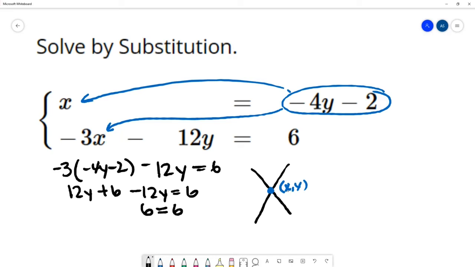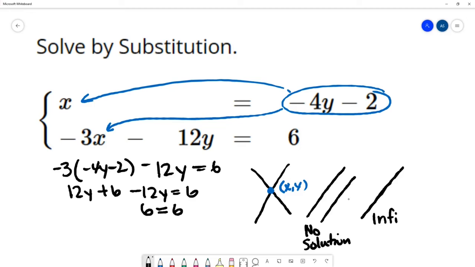And then we also can have two lines that are parallel to each other. These have no intersection point, and there'll be no solution to that system. And then we have a third situation where the two lines are actually the same line, and they're right on top of each other. And in that case, there's infinite solutions. So these second two are the special cases: no solution and infinite solutions.